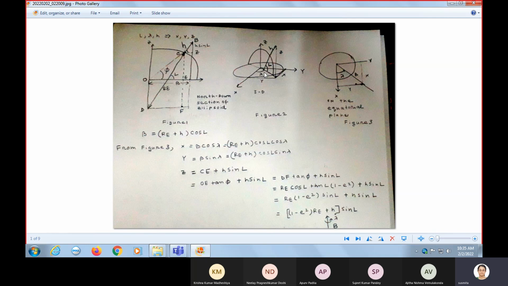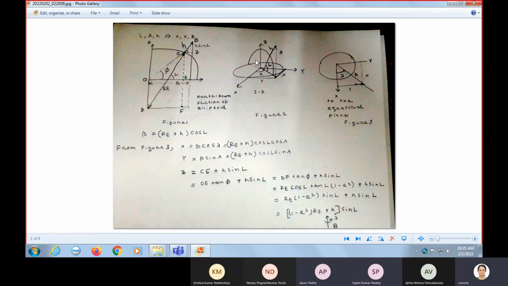Then we are seeing the same thing in 3D. So this one is the... you are not able to see... you can see my cursor movement, right? Can you see my cursor movement on the screen?